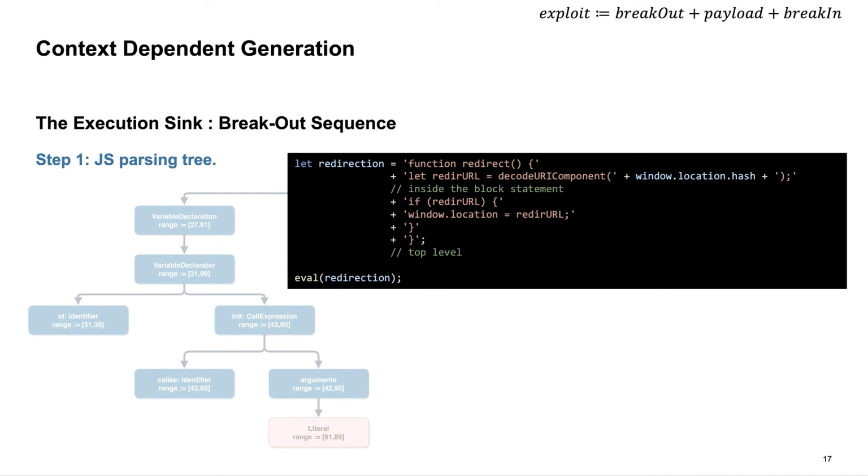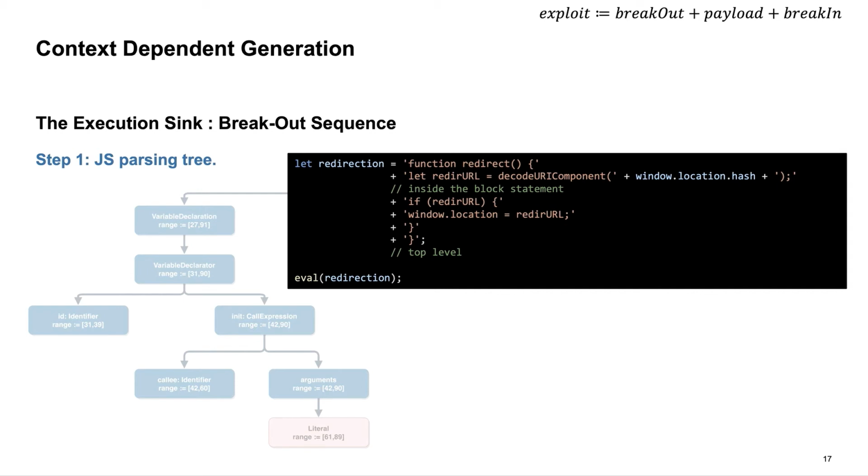Two solutions here. First one is to get to the block statement. The problem here is that the function redirect has to be called in order to execute the payload. The second solution is to close further the context until we reach the top level, and in this case the advantage is that the payload will be executed even if the function isn't called.